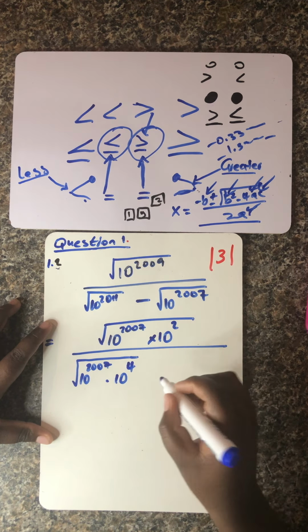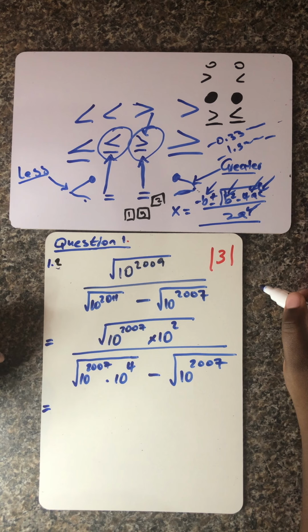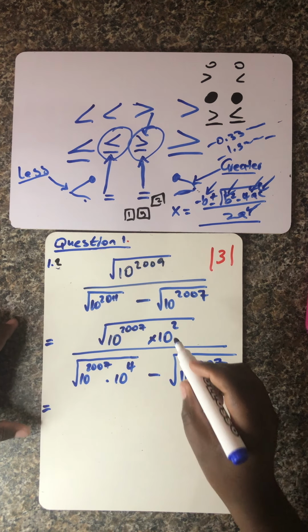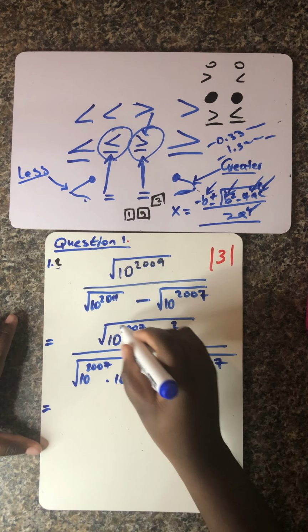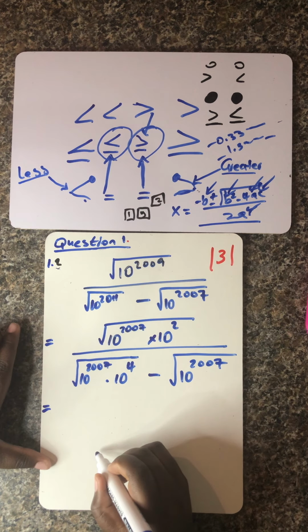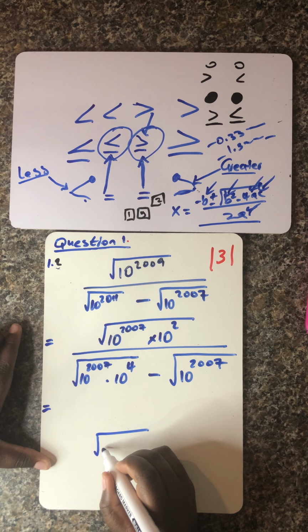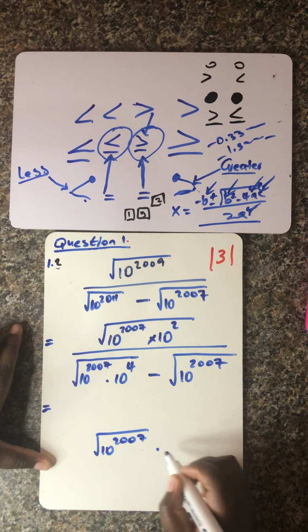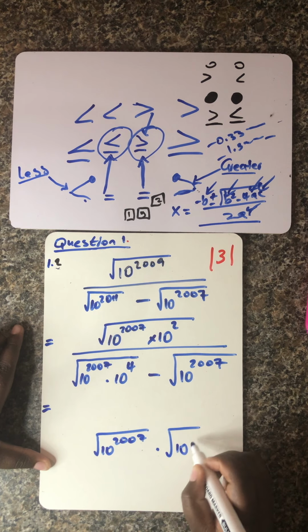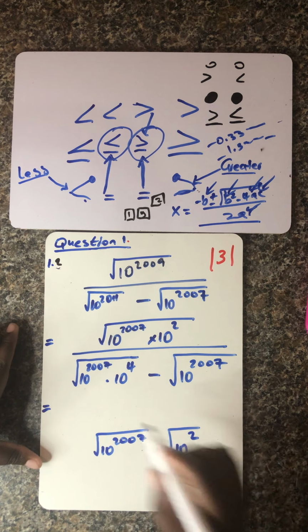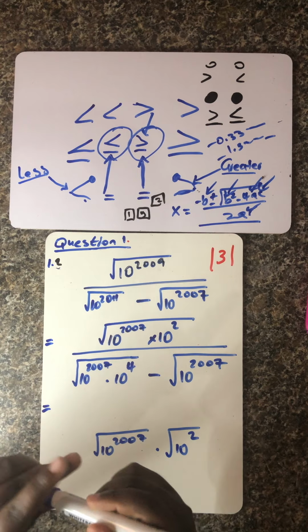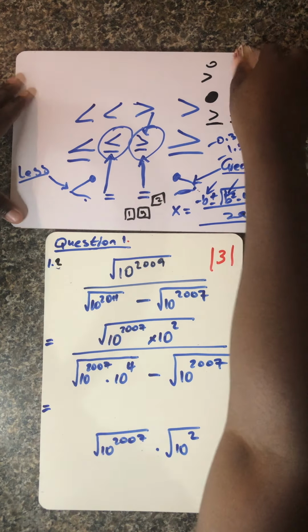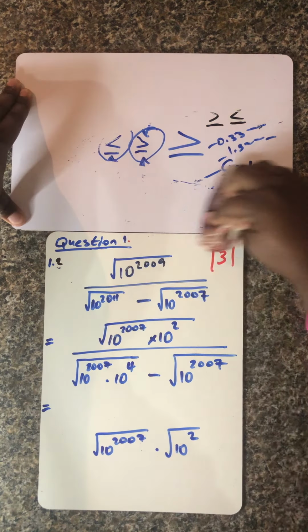So now, ladies and gentlemen, I just want you to notice something, guys. This thing is the same as, you can separate those square roots and make it 2007 multiplied by the square root of 10 squared. This is the same, just like that one over there. So it's these basic rules that I've taught in my previous lesson.